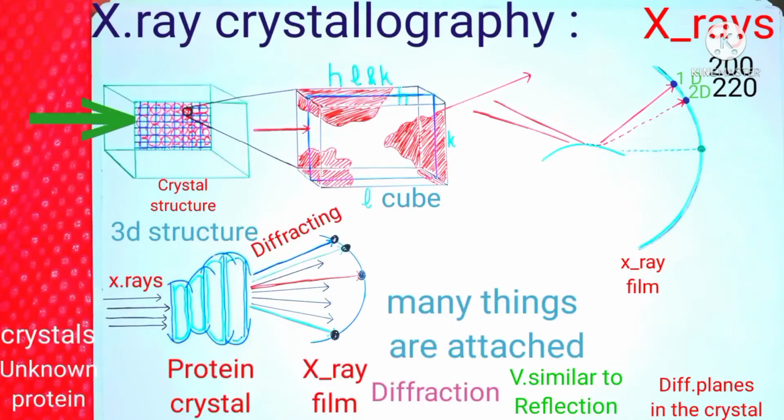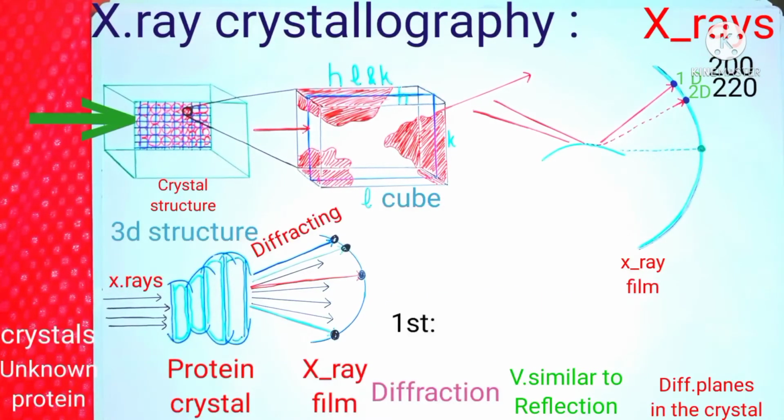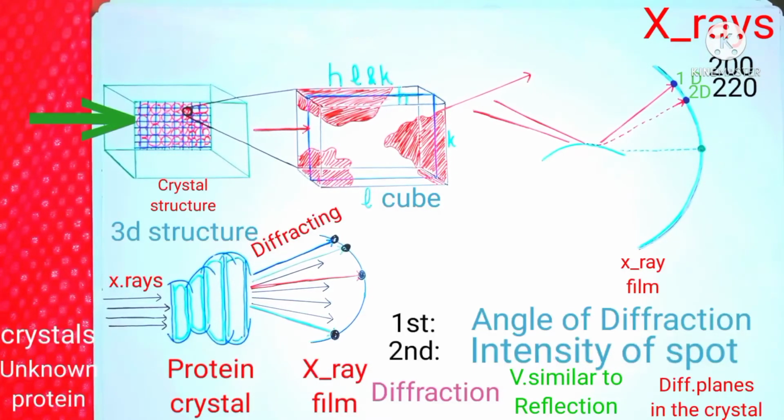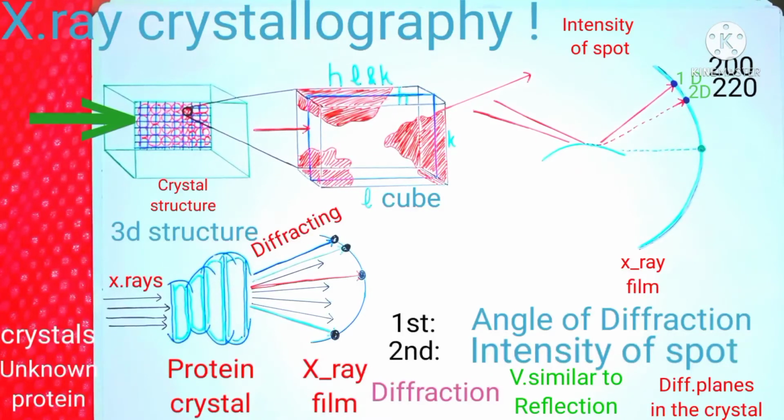Not only the diffraction pattern, but we also need to think of two things here. When we are analyzing the diffraction pattern, the first thing is the angle of diffraction and the second thing is the intensity of the spot. Why? Because the intensity of the spot that forms on the X-ray film is directly proportional to the electrons present in that plane.